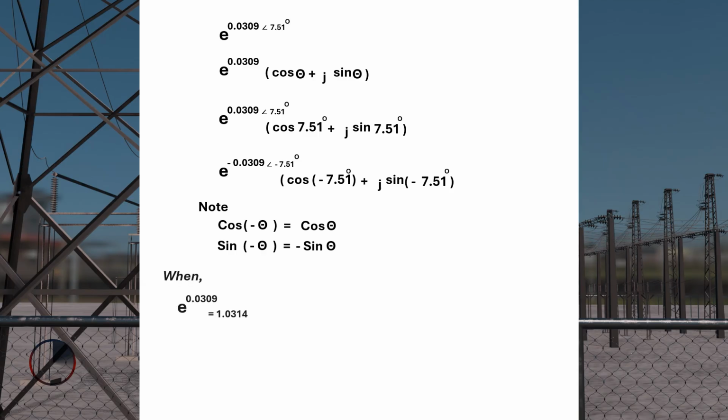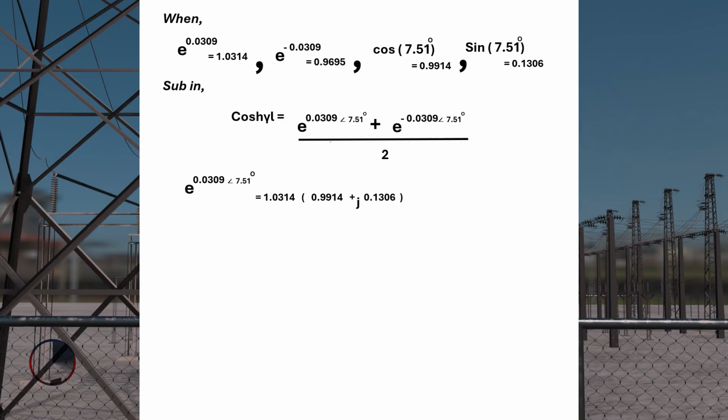E raised to power 0.0309 equals 1.0314. E raised to power negative 0.0309 equals 0.9696. Cosine 7.51 degrees equals 0.9914. Sine 7.51 degrees equals 0.1306. So when we substitute these values into the expression, we get the following result.